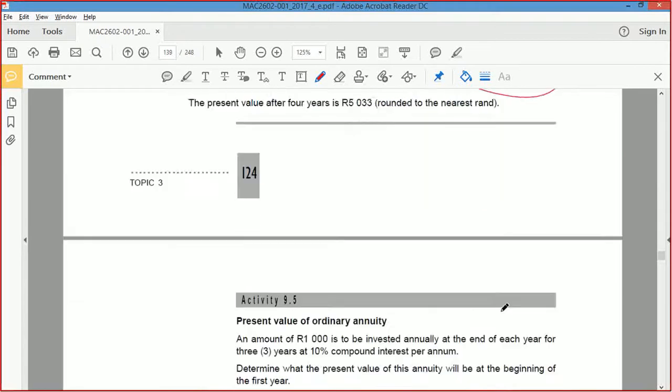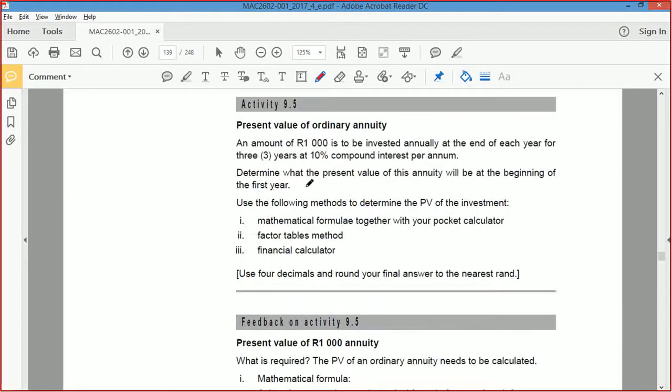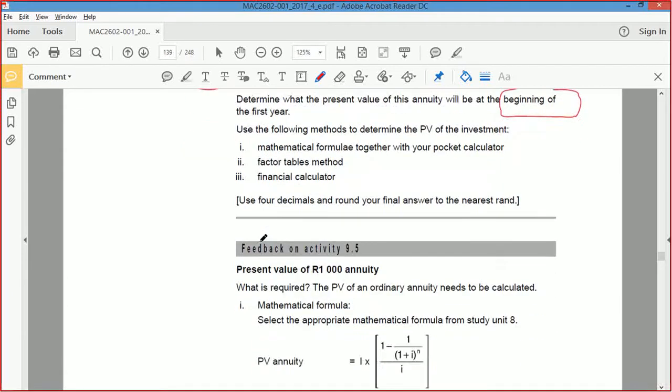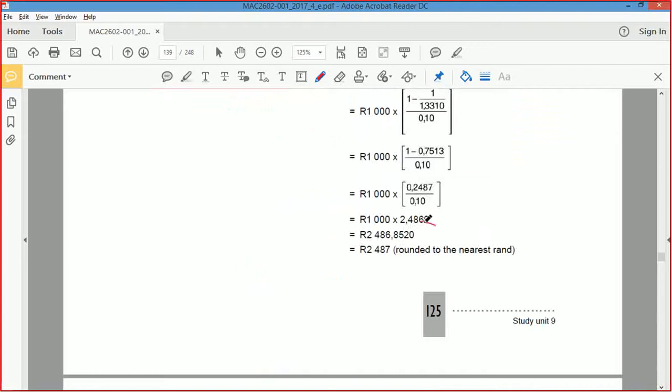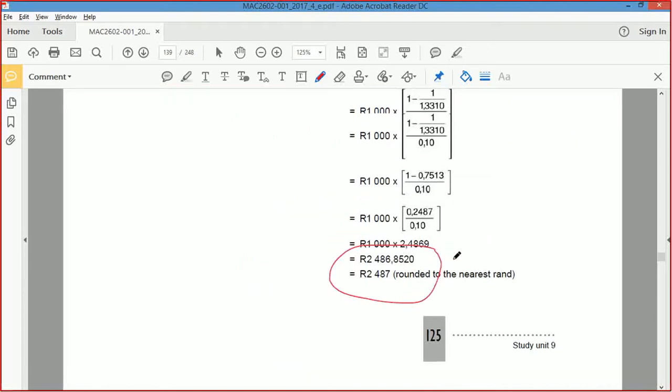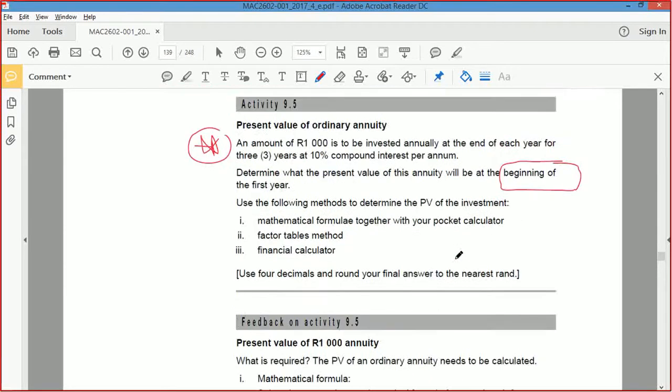Next one. Determine what the present value is of this annuity at the beginning of the first year. Change the calculator to the beginning. 1,000 is our PMT, 3 years is our N, 10 is our I, and we're solving for PV, which is 2,735. 2,700? No. 2,400. Something went wrong.